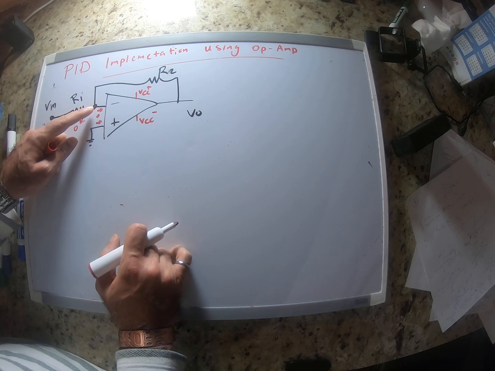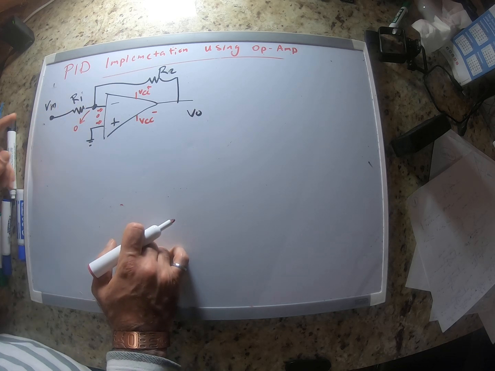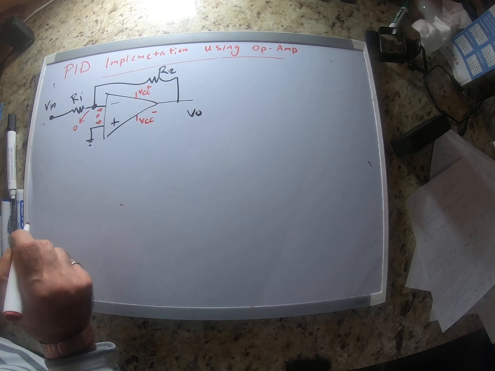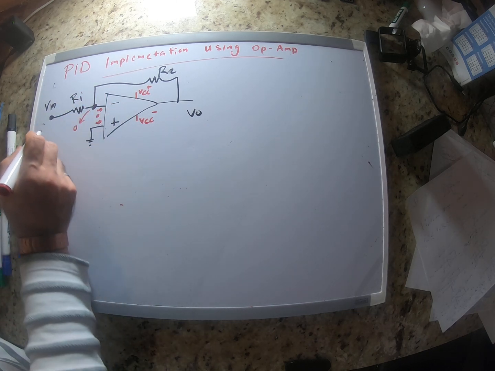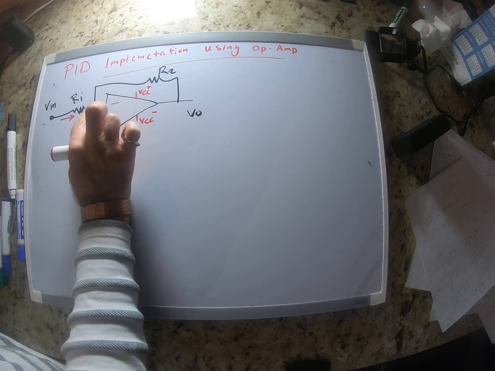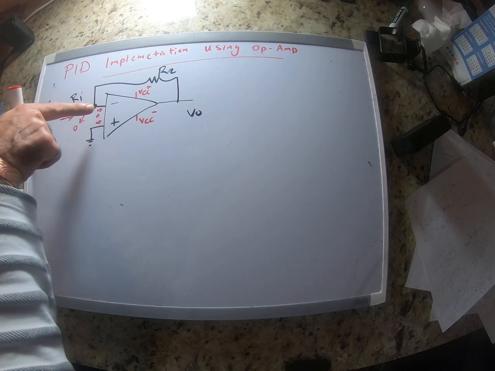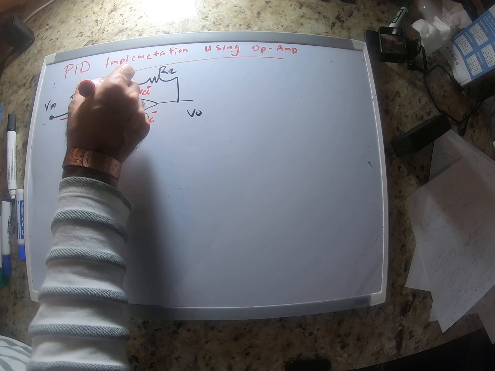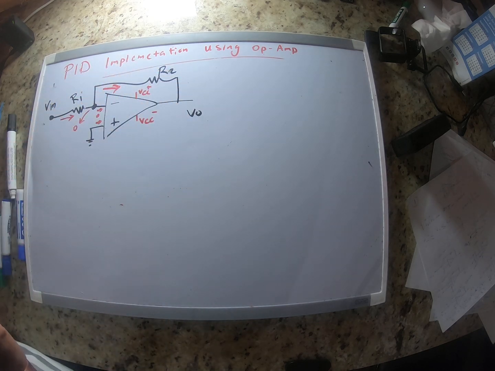This node is going to be 0. Okay, now let's write KCL exactly at this node. If we write KCL, we have one current that goes here. This current is 0, and so the same current that goes from V in to this node is going to go from here to V out.